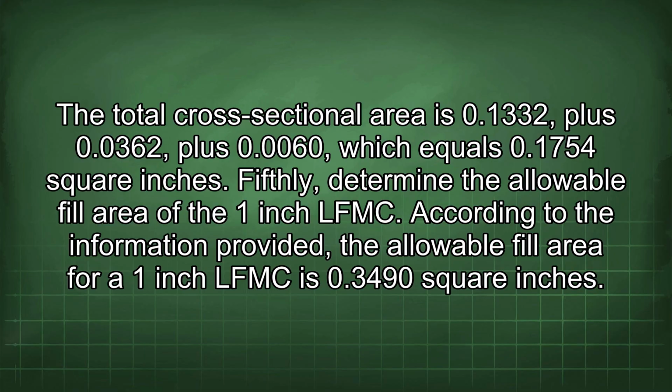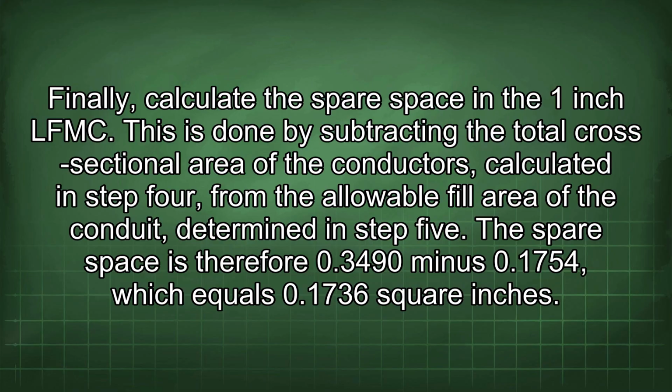Fifthly, determine the allowable fill area of the 1-inch LFMC. According to the information provided, the allowable fill area for a 1-inch LFMC is 0.3490 square inches. Finally, calculate the spare space in the 1-inch LFMC. This is done by subtracting the total cross-sectional area of the conductors calculated in step 4 from the allowable fill area of the conduit determined in step 5.